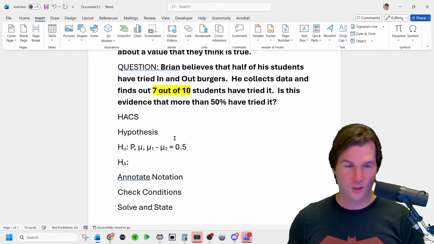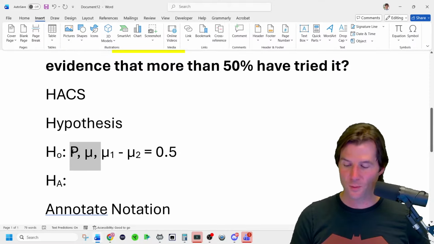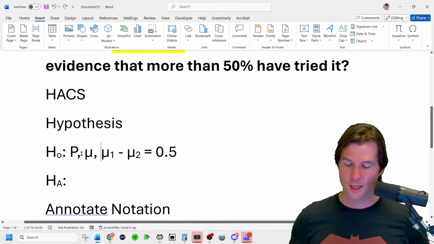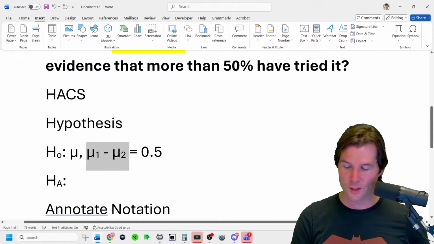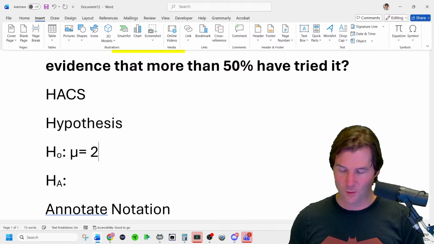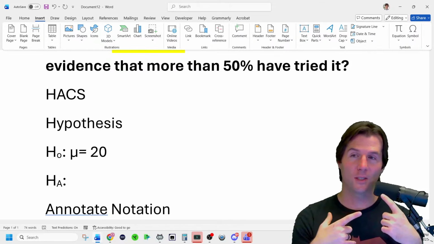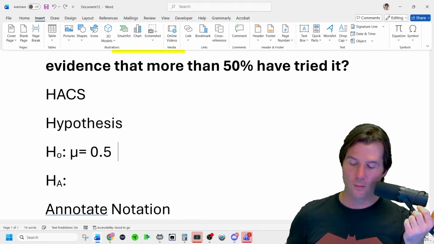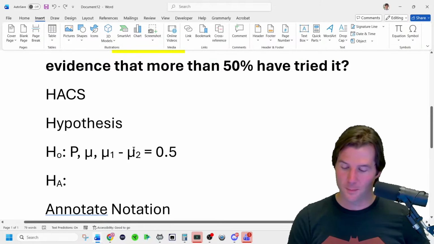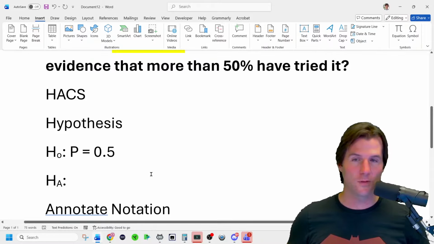You're not going to write a null that looks like this, but does everyone follow that in the last chapter, chapter 17, we did the difference between the two means is 0? You can also test that the true mean is equal to something, like 20. So you pick from those, at least in our class. Are you testing the true proportion p, the true mean mu, or the true difference in means mu1 minus mu2? So we are testing this: the true proportion of students who have tried Taco Bell is 50%.